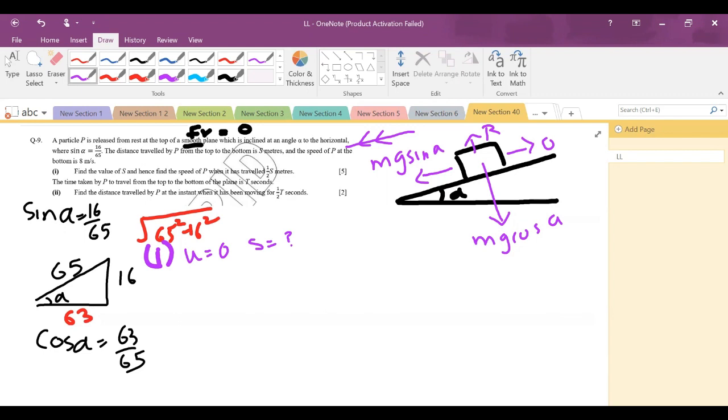Alpha हम निकाल सकते हैं, but that's not all. We should know something else as well. I think I'm missing something in the question. Particle P is released from the rest at top of a smooth plane which is inclined at angle alpha to the horizontal. Sin alpha is that. The distance traveled by P from the top to the bottom is S, and the speed of P at the bottom is 8. Yes, so v is equal to 8.